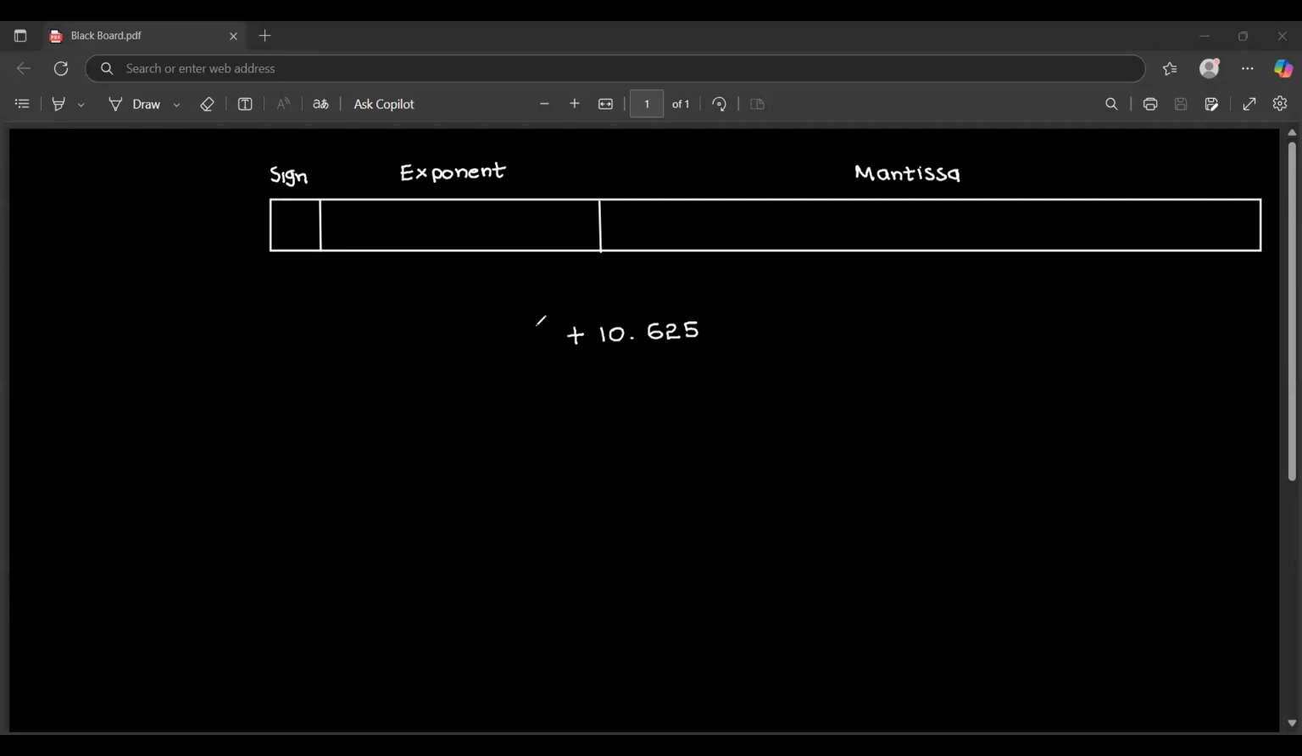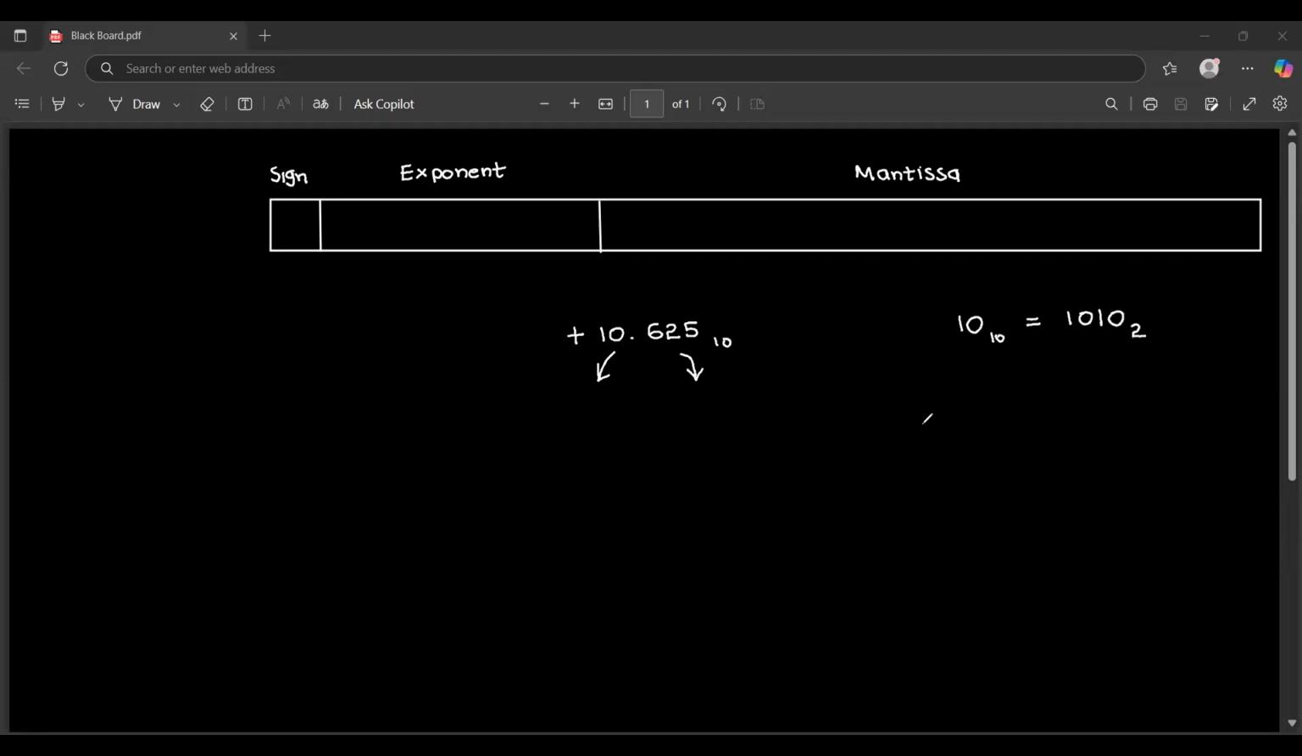Well, first of all, we know how to convert this number. First we have to convert the integer, then we have to convert the decimal part. So first, let's convert the integer. We know 10 in base 10 is equal to 1010 in base 2.